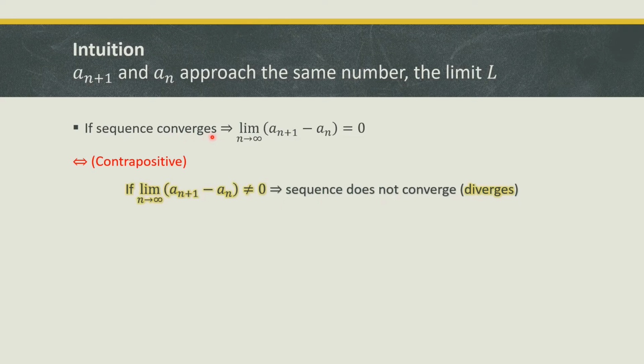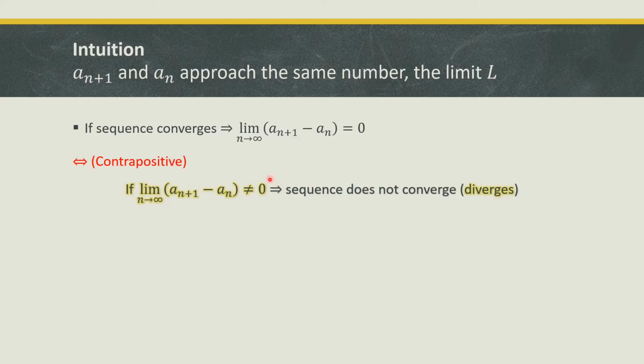So that is the negation of that part here. And does not converge means it diverges. So this is the contrapositive. So what that means now is that this statement is equivalent to this statement. So if this is true, then this is also true.